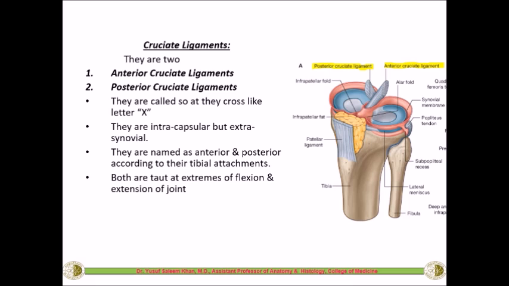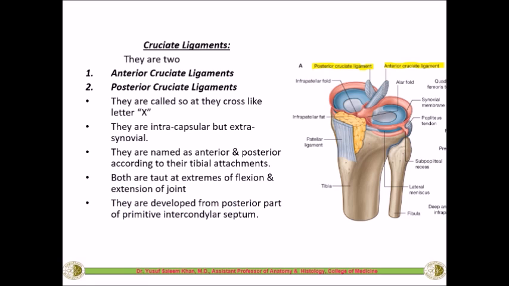Both are very important ligaments, as I said, because they become taut at extreme flexion and extension of the joint. This joint is very unstable, because the tibia is almost flat, so the condyles can easily slip. To prevent this slipping, especially in extreme movement, these two ligaments prevent extreme movements like extreme extension as well as extreme flexion of the knee joint.